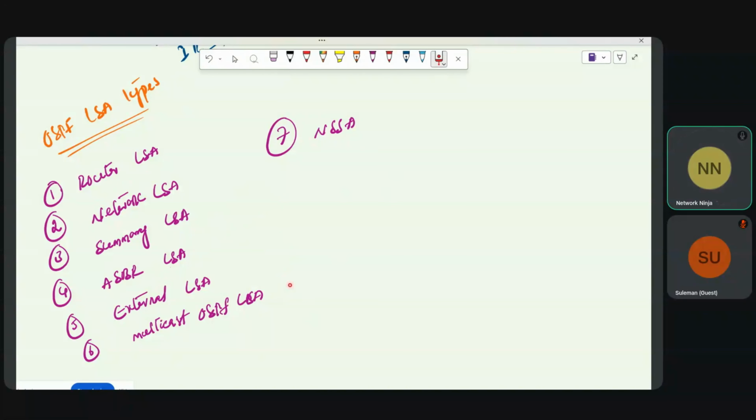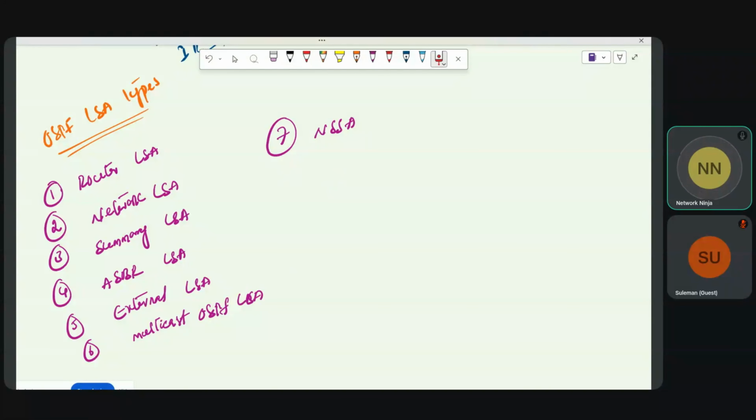Multicast OSPF is only generated at the multicast level, for multicast routing. It is obsolete and is not going to be used. So we have the last one, LSA7, which is the not so stubby area LSA.